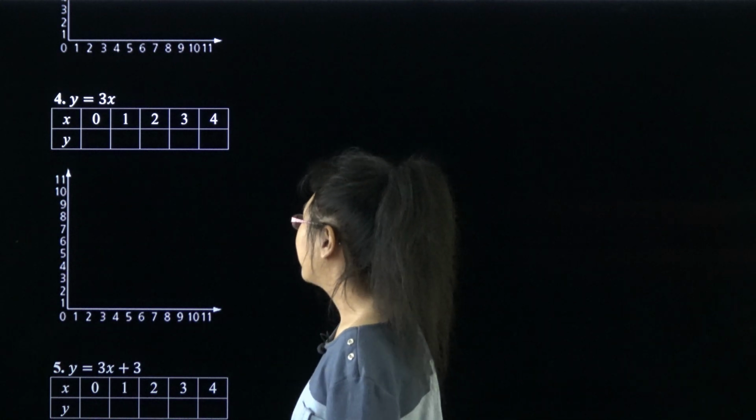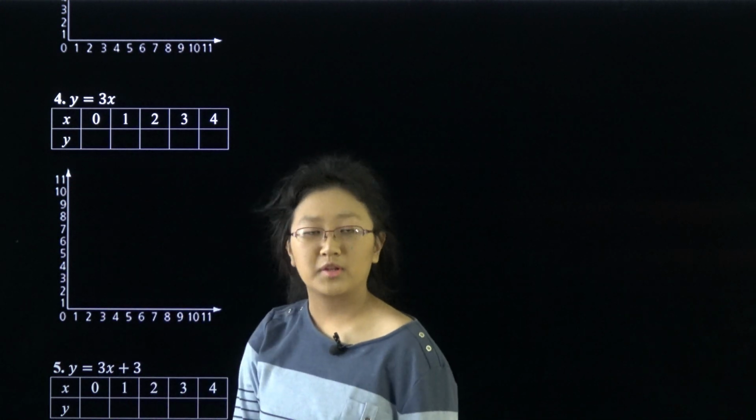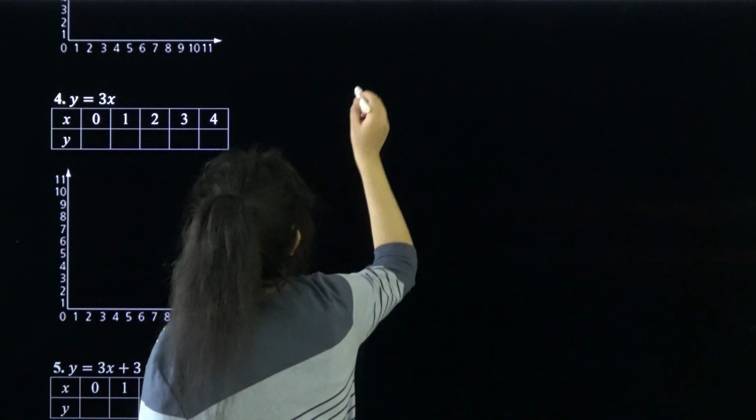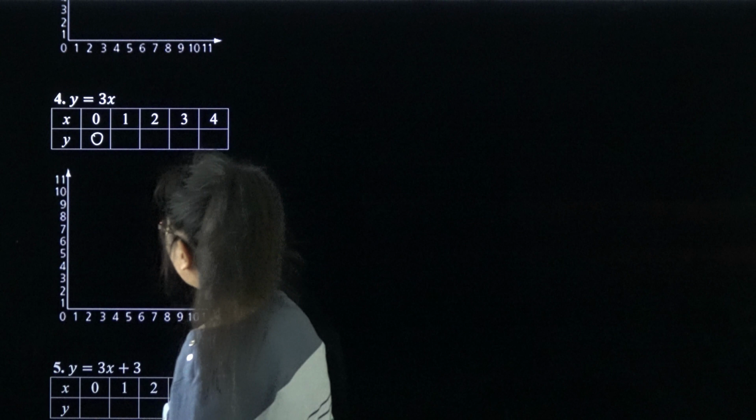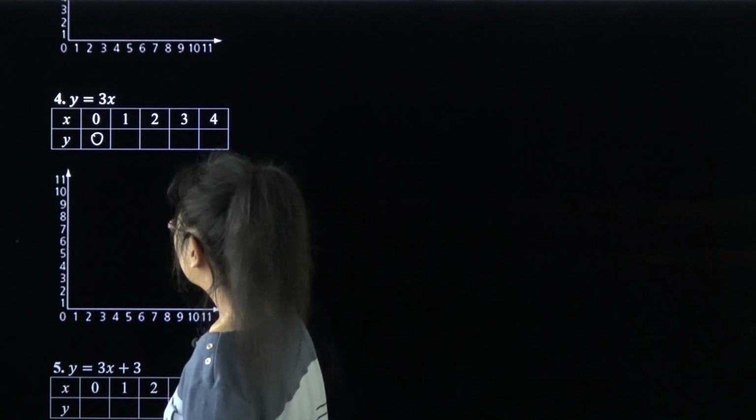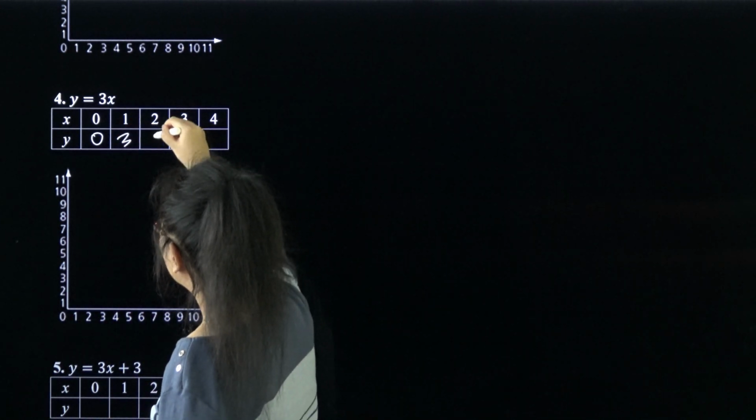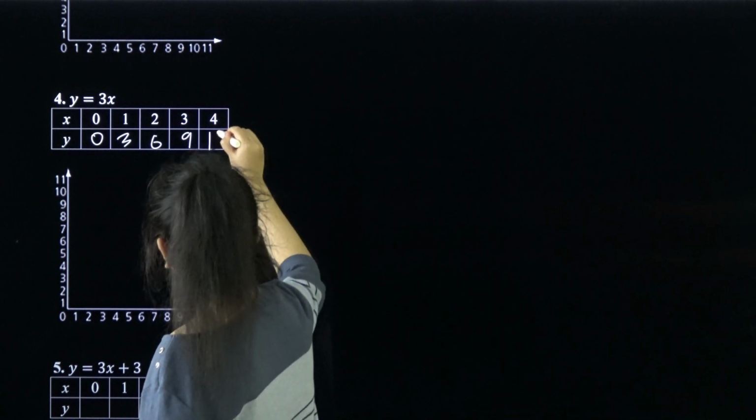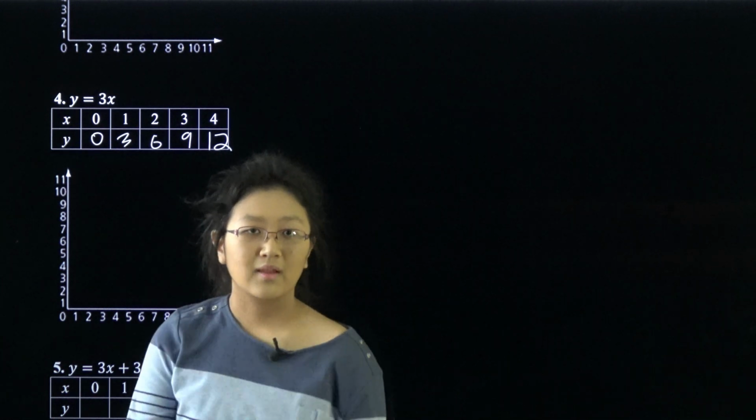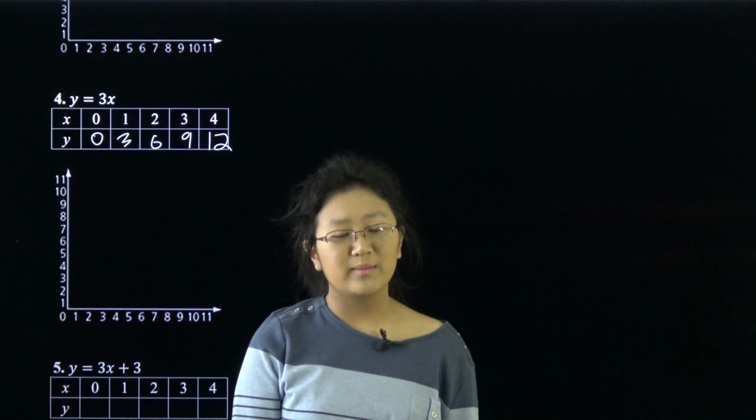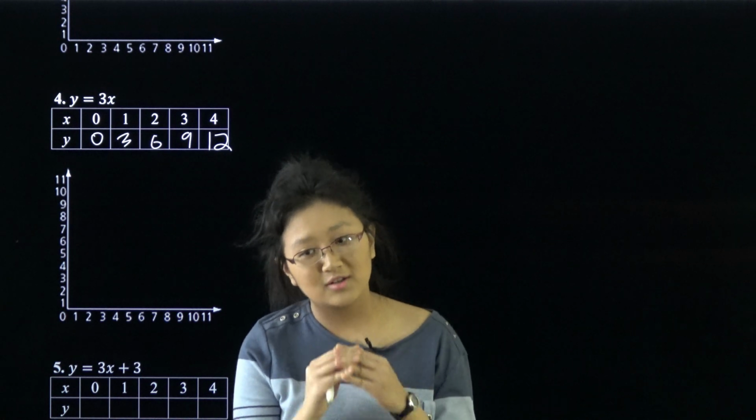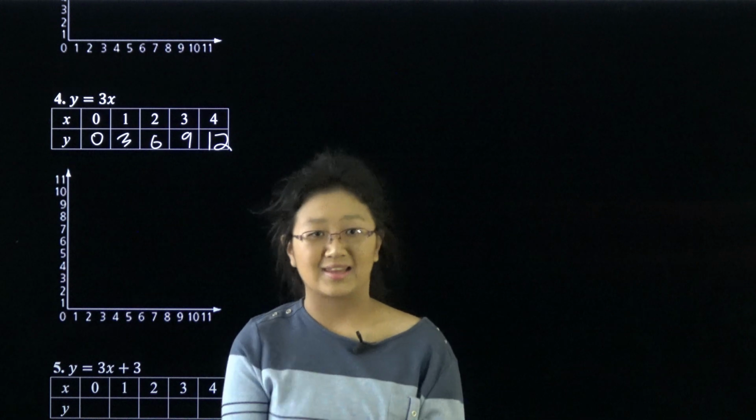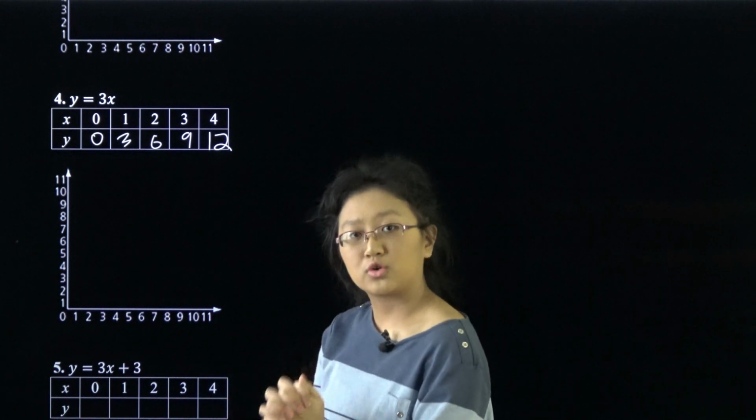y equals 3x. So x equals 0, 3 times 0 equals 0. This question is like your 3 times tables out again. So 1 times 3 equals 3, 2 times 3 equals 6, 3 times 3 equals 9, 3 times 4 equals 12. Remember your multiplication tables? Functions and everything else in math use multiplication tables a lot, which is why they are great to remember.